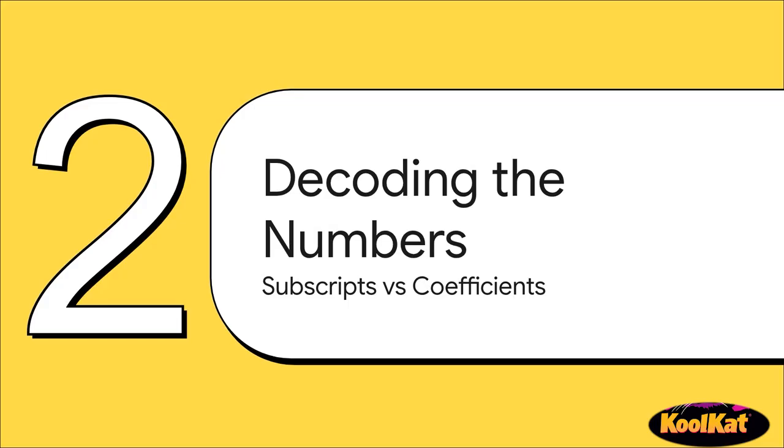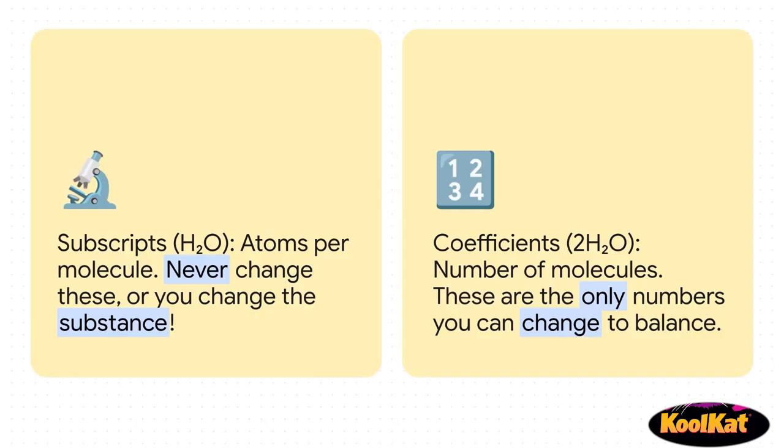Okay, so we've got the recipe idea down, but what about all those little numbers and big numbers floating around? Well, that is the secret to cracking this code. Let's decode them. All right, listen up, because this is probably the most important part. There are two kinds of numbers here, and you've got to know the difference. First, you have the subscripts. Those are the little tiny numbers. They tell you how many atoms are inside one molecule.